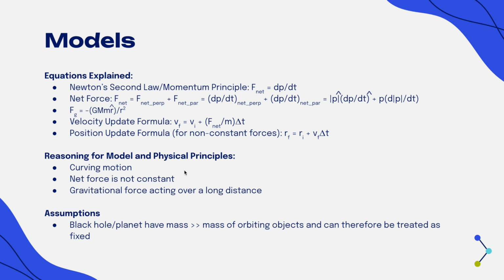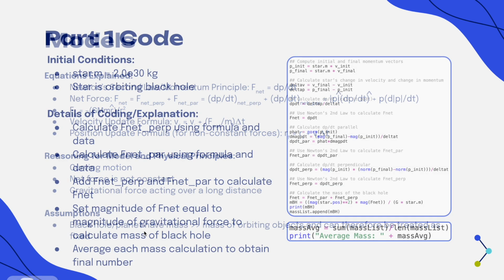We're also using this position update formula with V final instead of V average because net force is not constant. And we're using this instead of just Fg equals mg because gravitational force is acting over a relatively long distance. The main assumption that we're making is that the black hole and the planet have really large mass, so they can be treated as fixed objects.